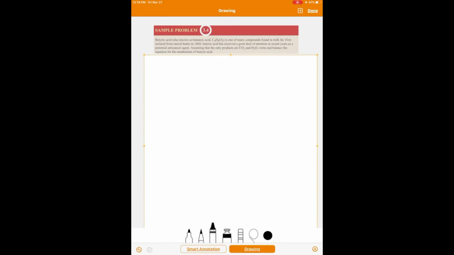So the reaction is between butanoic acid, C4H8O2, and its metabolism, so plus O2. They are going to react to form carbon dioxide and water. Okay, there's our equation. Now it's not balanced, but it is written. So let's go ahead and do the balancing.